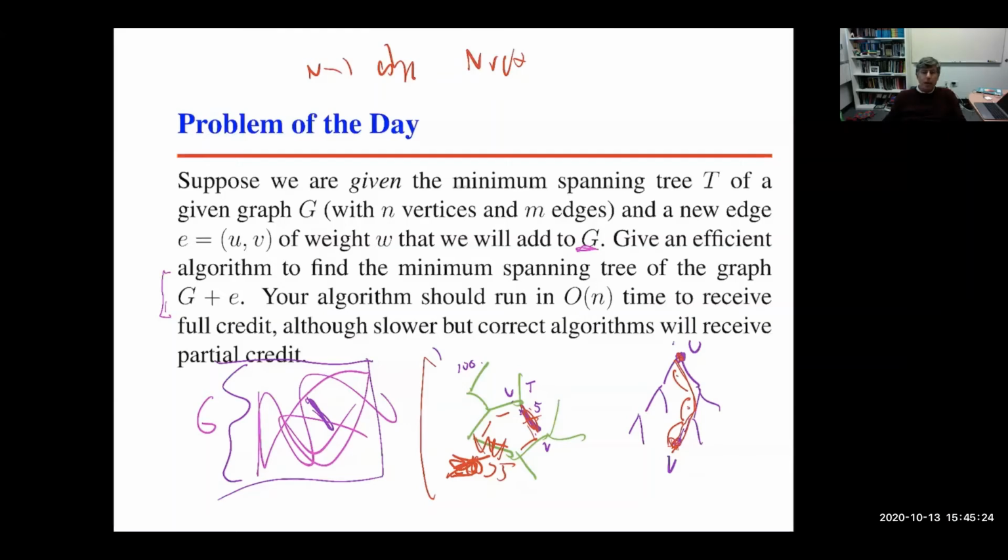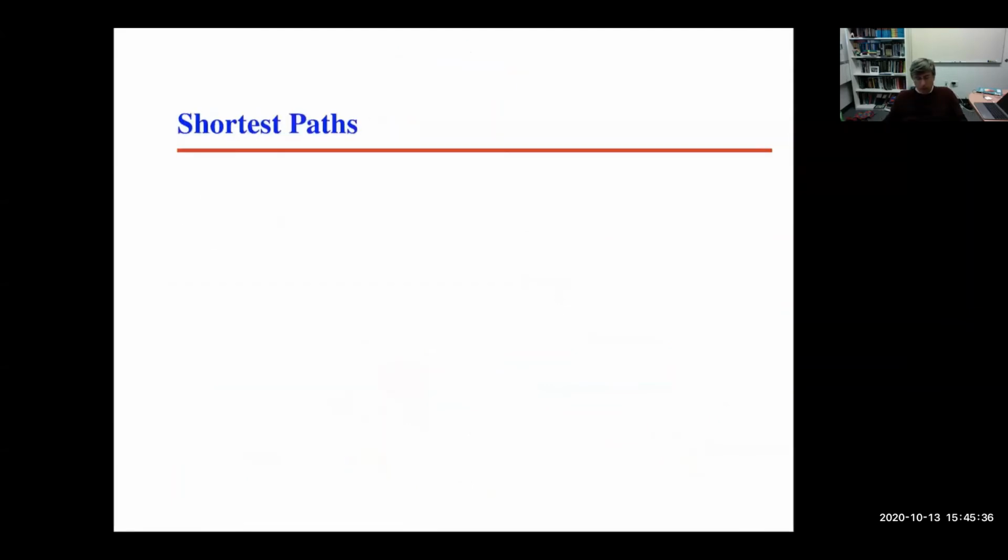Any questions about this? How we found the minimum spanning tree? Okay. Okay, that's the problem of the day. Any other questions about minimum spanning trees before I move on?